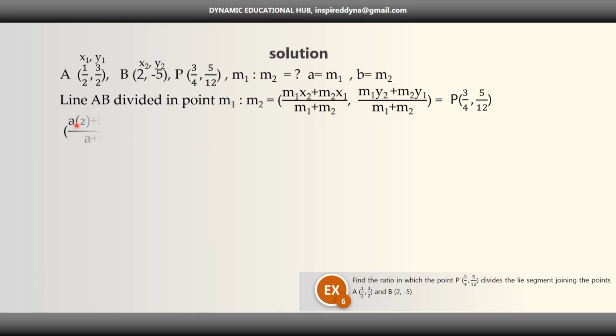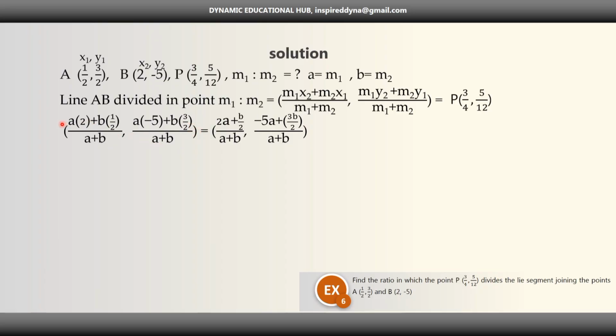So we are going to have A being M1, then X2, which is 2, multiplied by 2 plus your M2, which is B, multiplied by X1, which is 1 over 2, divided by A plus B, M1 plus M2. Then you move to this. You have your M1, which is A, open bracket, Y2. Your Y2 is minus 5 here. Close it plus you have your M2, which is B, and Y1. Your Y1 is 3 over 2, divided by A plus B.